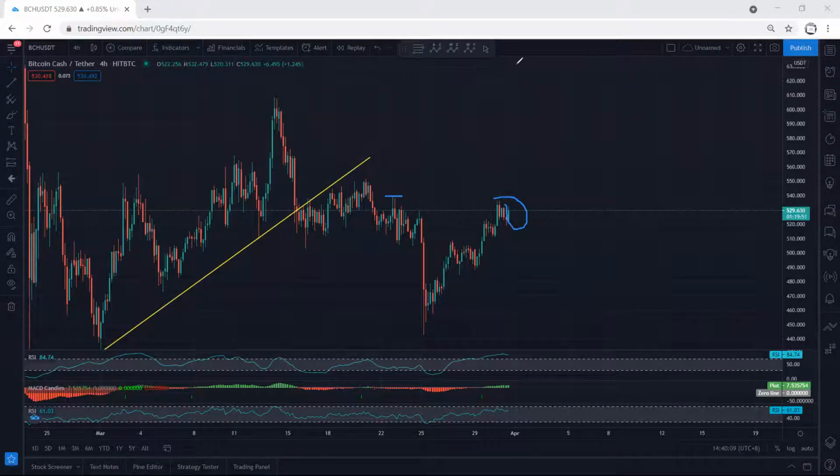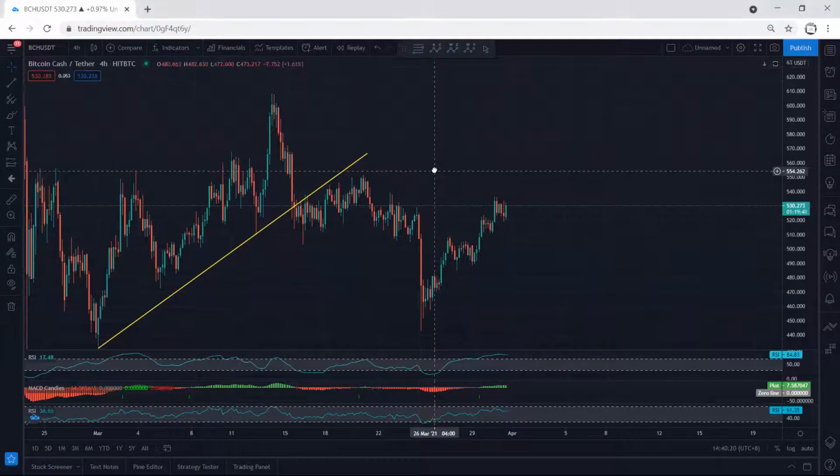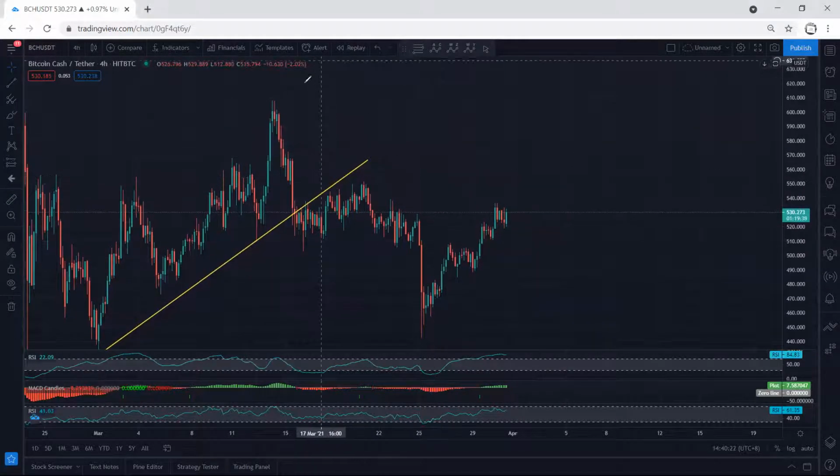Now we need to be quite careful if we want to look for a trade, because we want the price to break 539, 540, followed by 552. Then from there we can expect the price can retest this top. This is if you want to look for a trade within this range. We need to be quite careful.